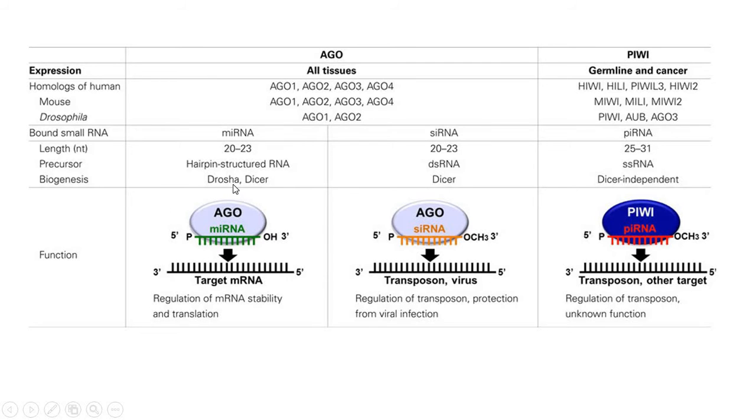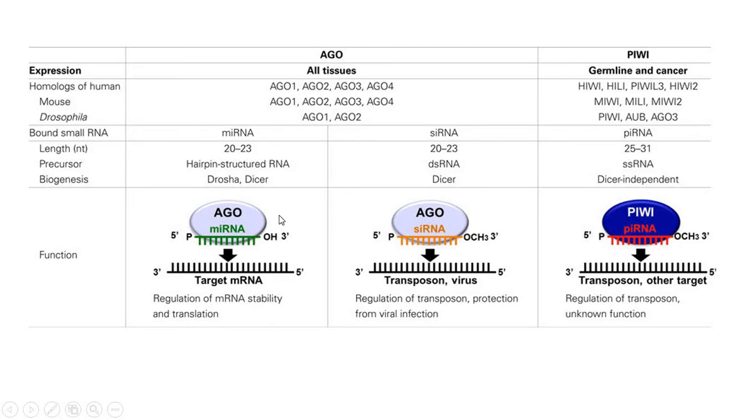For biogenesis, there are two enzymes that are very important for microRNAs, DROSHA and DICER, because they have to cut on both ends. DICER cuts at one end, DROSHA cuts on the other end of that hairpin loop. For siRNA, DICER is important for chopping this double-stranded RNA into smaller siRNA pieces. piRNAs are DICER independent, so they do not use DICER because they're already single-stranded. They're smaller molecules.